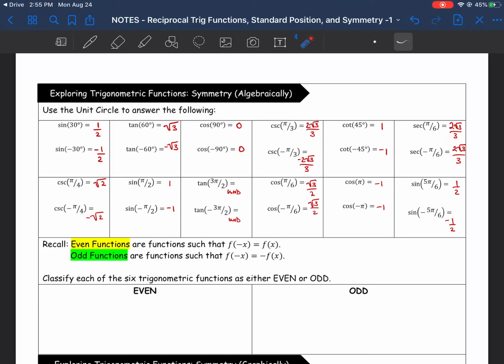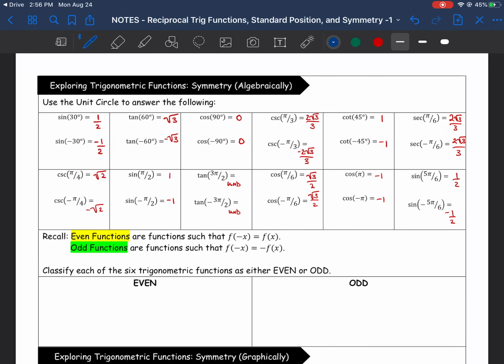Let's see if we can find any more even functions. Well, I see something right here. If I look at the secant, if I did the secant of pi over 6, I would get 2 root 3 over 3. But if I calculate the secant of negative pi over 6, I still get 2 root 3 over 3. So it's looking like the cosine and the secant are even functions. So let's go ahead and record that down. The cosine and secant are even functions.